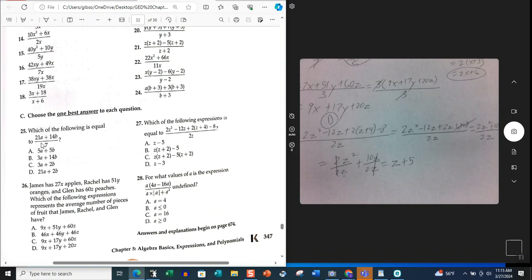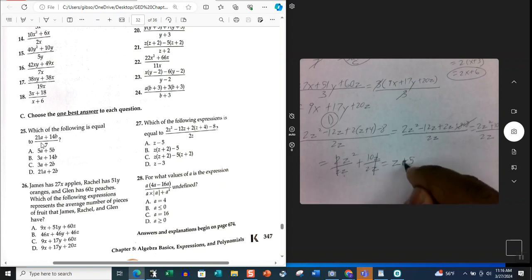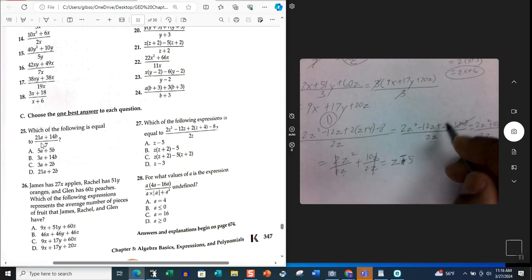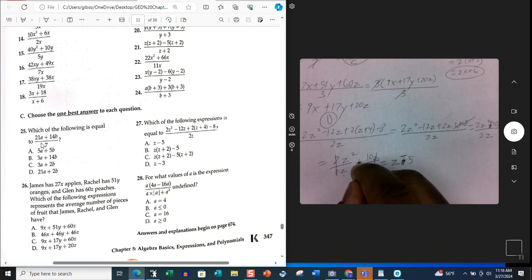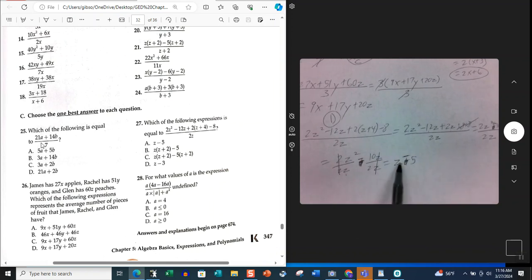And that's interesting. Oh, you know what? I made an error here. It's supposed to be z minus 5 because negative 12z plus 2z is supposed to be a minus 10z. So this right here should have been subtraction. It was a minor error, but the answer is z minus 5, which is A.